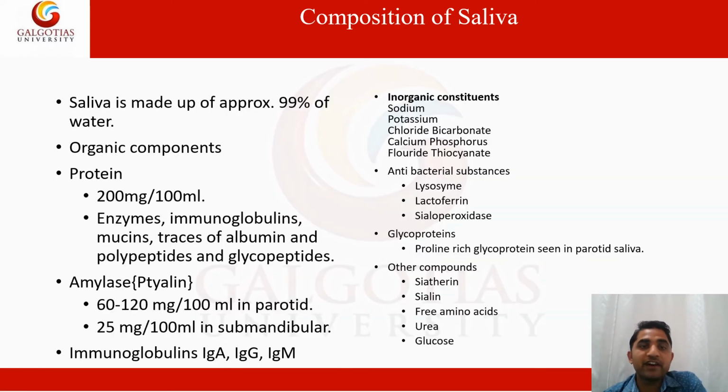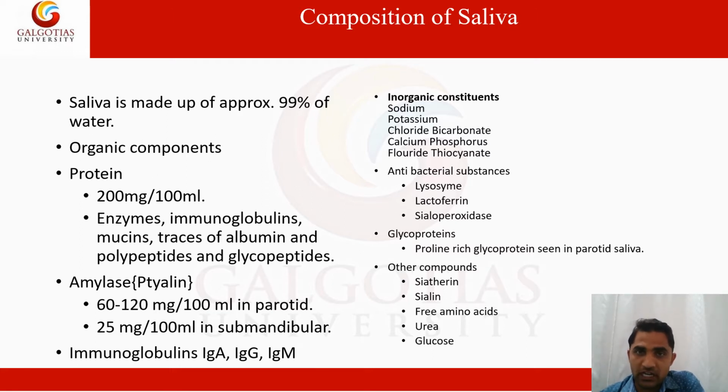Saliva is made up of approximately 90% water. The organic components include protein, about 2000 mg per 100 ml, enzymes, immunoglobulins, mucin, traces of albumin, and polypeptides and glycopeptides. Amylase is 60 to 120 mg per 100 ml in the parotid, and 25 mg per 100 ml in the submandibular glands. The immunoglobulins are immunoglobulin A, G, and M, as we discussed in the previous slides.